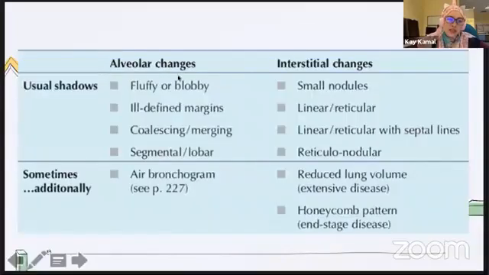Which is like airspace changes, usually comes like a cloud-like, fluffy, ill-defined margins, and sometimes it can coalesce together to eventually become a consolidation. And the interstitial ones, usually they are nodular, reticular. Reticular means straight lines, or reticulonodular. So it depends what we're looking at.